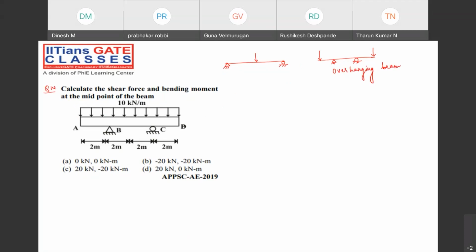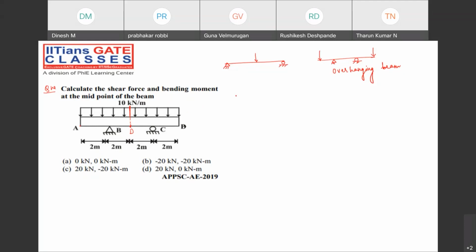Very, very important. Calculate the shear force and bending moment at the midpoint. That means you can consider point D. So 2 plus 4, 4 plus 4, 8, exactly at a distance of 4 meter from A, we need to calculate the shear force and bending moment. For that, we have to calculate the reaction force.